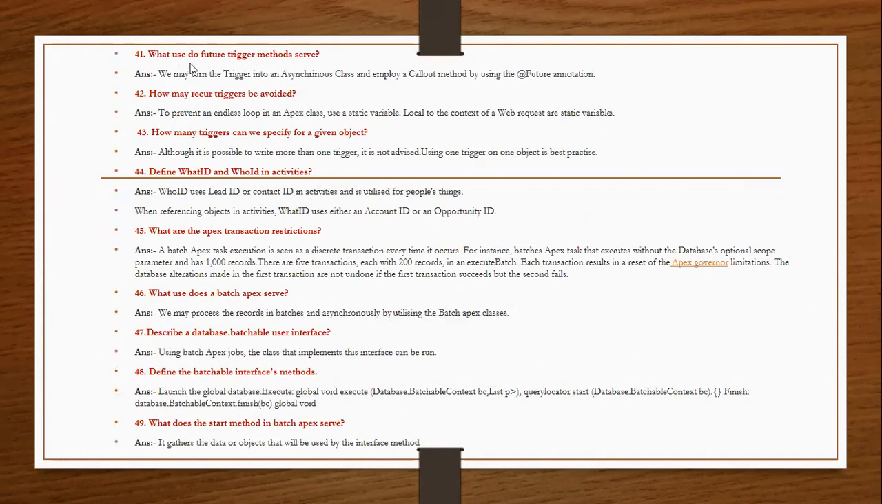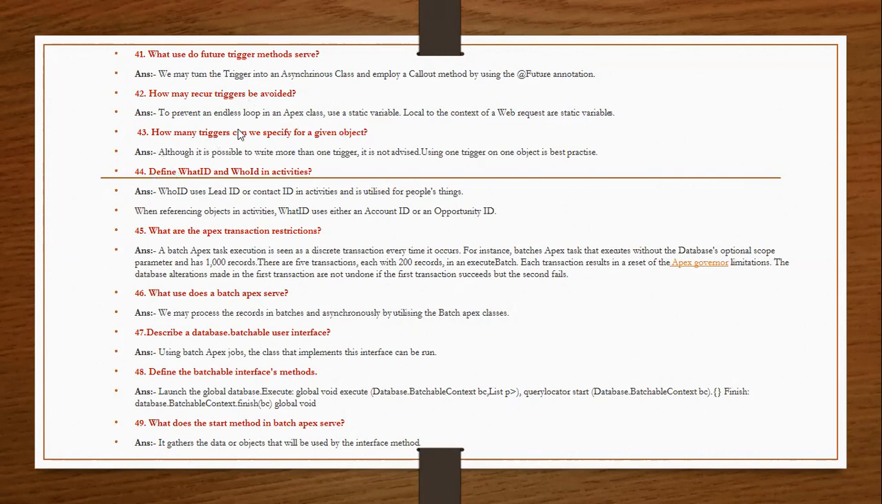Next question. What are future methods in triggers? We may turn the trigger into an asynchronous class and make callout methods by using the future annotation. Next question, how can we require the triggers to avoid the recursive loop in Apex classes? Use a static variable, whose scope is limited to the context of the web request, for all static variables.